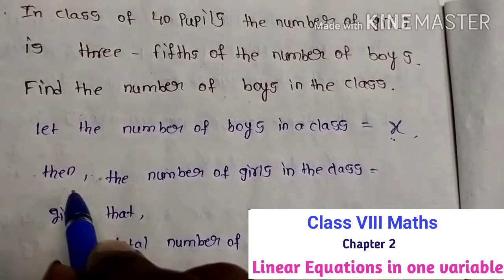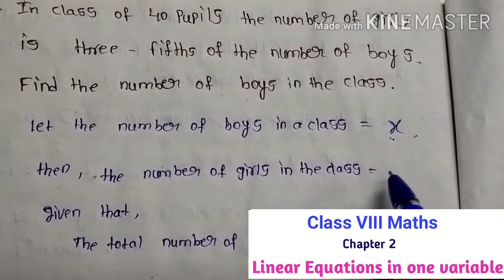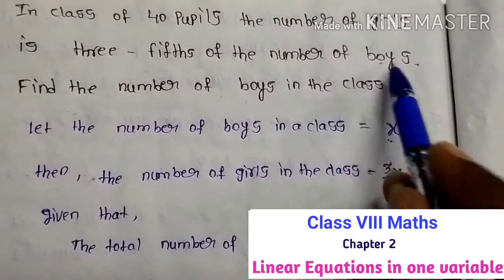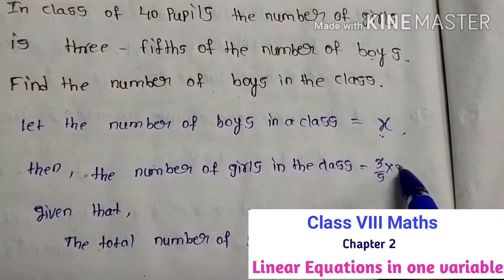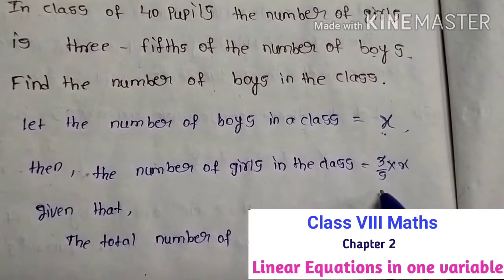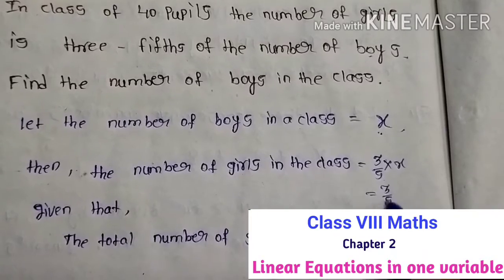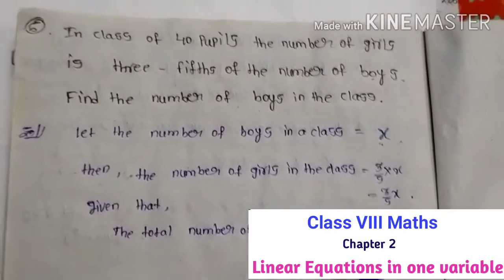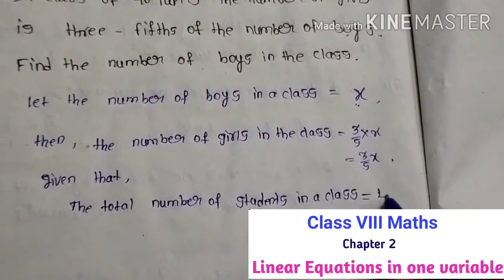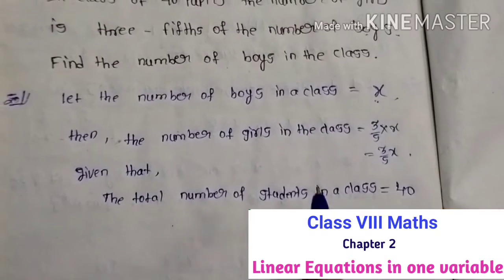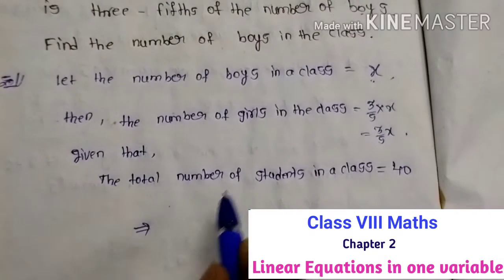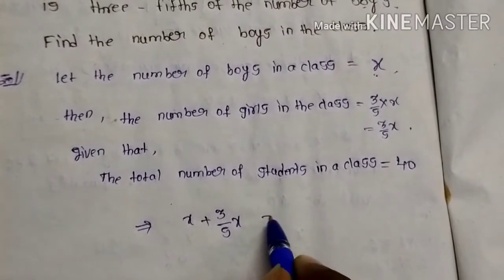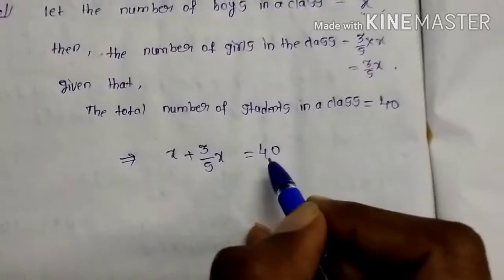That means the number of girls in the class is equal to 3/5 of the number of boys. Boys are x, so the number of girls is 3/5 into x, that is 3/5 x. Already given, the total number of students is 40. A class consists of boys and girls, so boys are x and girls are 3/5 x, and the total is 40. Now you can solve this simple equation.